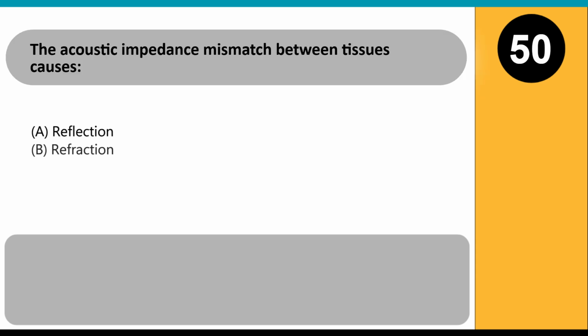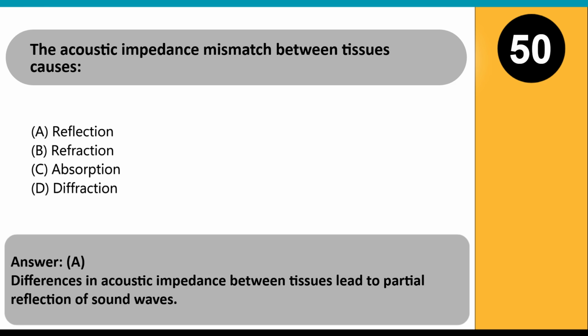The acoustic impedance mismatch between tissues causes A. Reflection. B. Refraction. C. Absorption. D. Diffraction. Answer: A. Differences in acoustic impedance between tissues lead to partial reflection of sound waves.